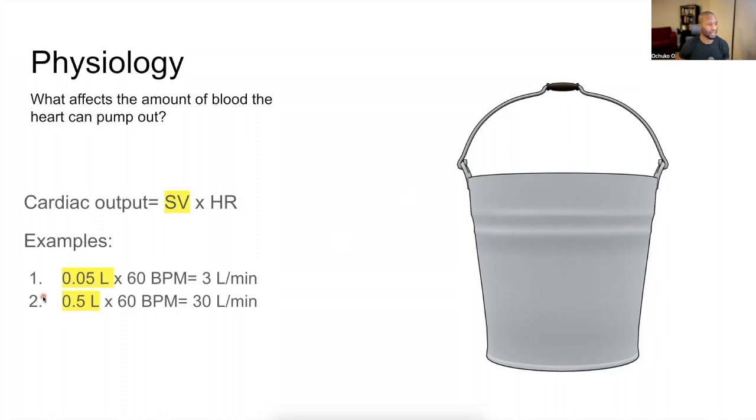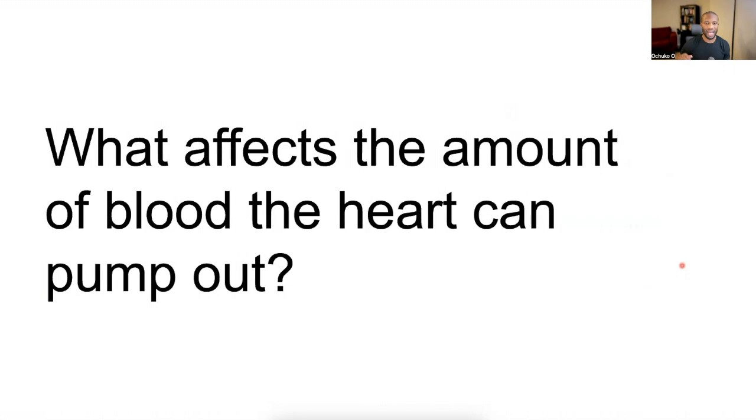Specifically here, in the second example I've increased the stroke volume from 0.05 liters to 0.5 liters. Even though the heart rate stays the same, cardiac output changes from 3 to 30. This gives you a demonstration of what happens when not only heart rate, but also stroke volume changes, and how that affects cardiac output. Now see if you can explain this answer in your own words to a friend, or to a patient during your clinical.